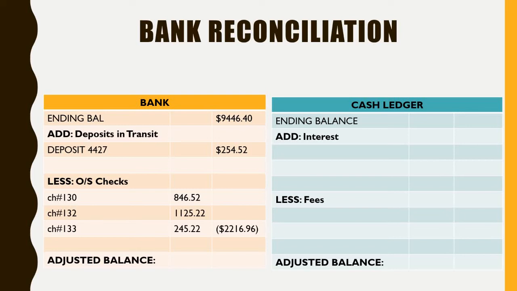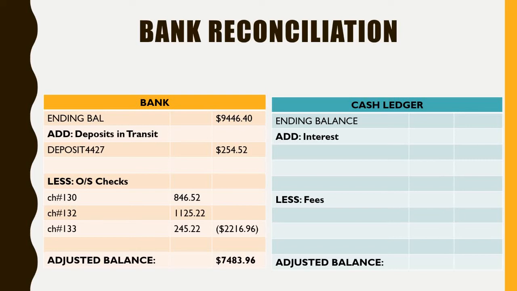And once you've calculated that, 9,446 plus $254, minus 2,216, I should now get an adjusted amount of $7,483, because that's how much money I should have in my bank account. Okay? So that is that.